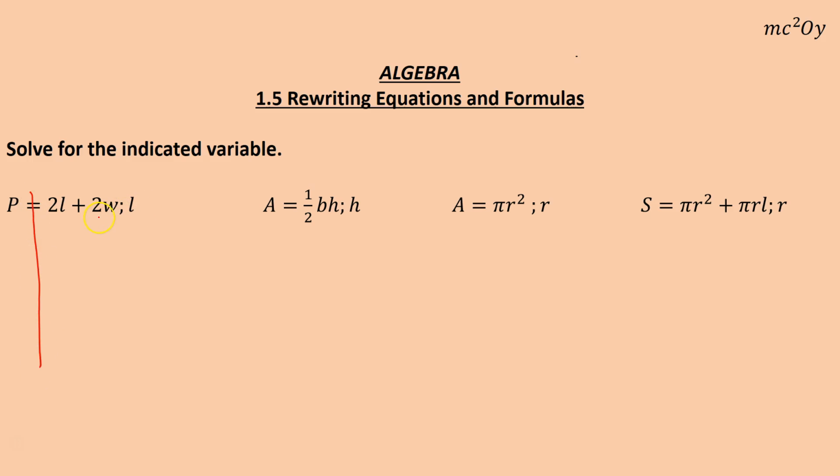If I'm solving for L, you'll notice here there's 2L and 2W. This semicolon L just means solve for L. So it has nothing to do with the equation. It's just, hey, we're going to solve for L here. So in other words, we need to get L by itself. And so one way to do it, we can move that 2W over. And so I get P minus 2W equals 2L. And then get rid of that 2 that's attached through multiplication by dividing.